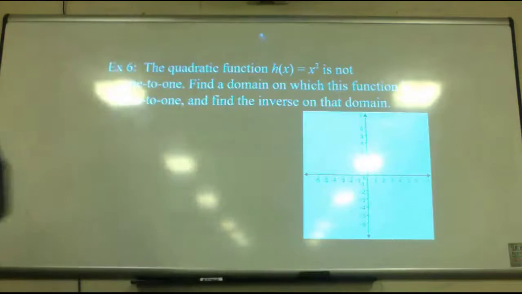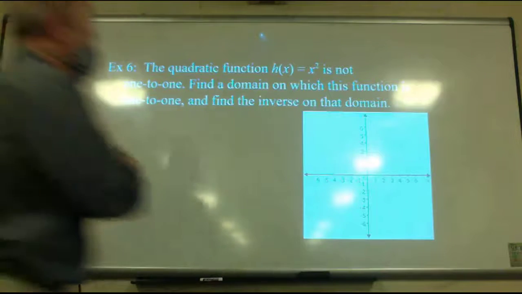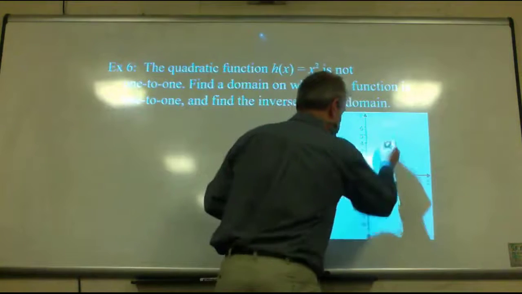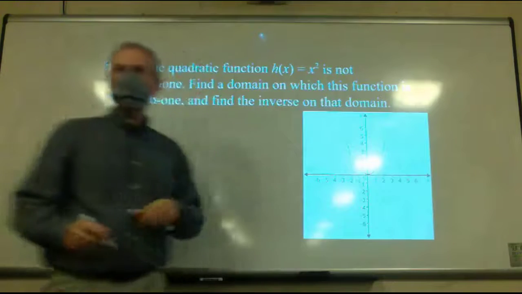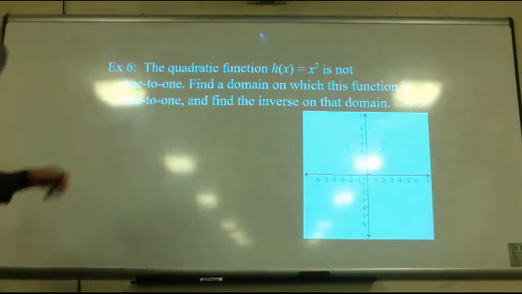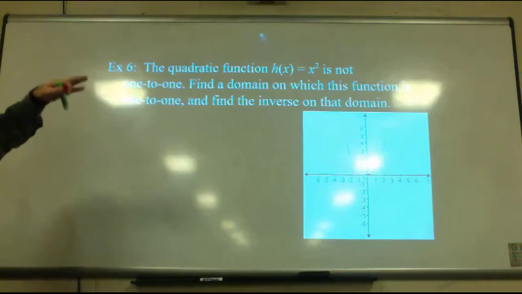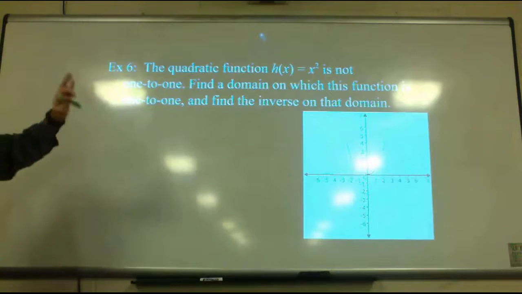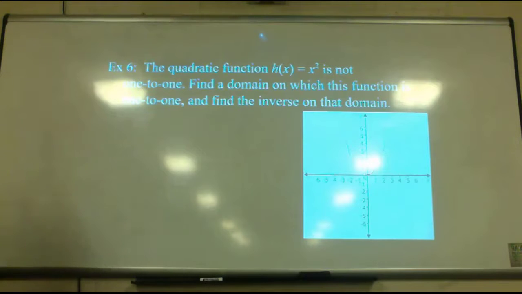Here's where we go with the graph. The quadratic function h of x equals x squared is not 1-to-1. If we draw it, we can see why, because remember, it looks like this. So yes, it's a function, but not 1-to-1. The horizontal line test will fail. Find a domain on which this function is 1-to-1. So that's where we're going to start.